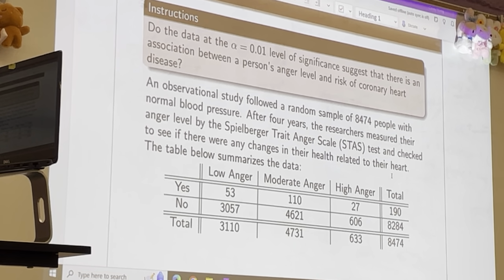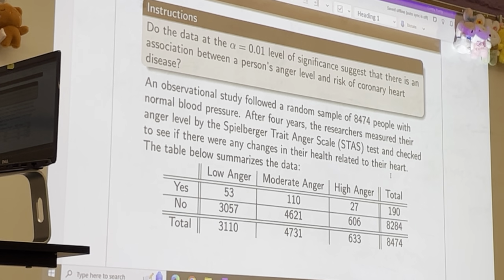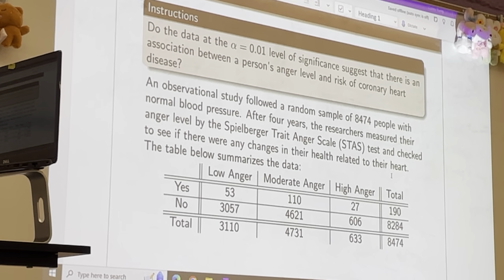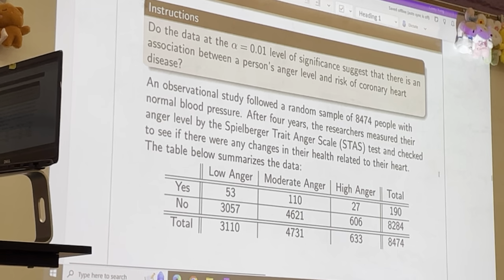And it's our job right now to conduct a chi-square test of independence to test whether or not the variables anger level and their risk of heart disease are associated. So notice that the language of the question is associated. So even though it's like, wait, aren't we supposed to do chi-square test for independence? Yes, but again, as I phrased in those slides, you could also use associated and not associated to describe the relationship between those variables.